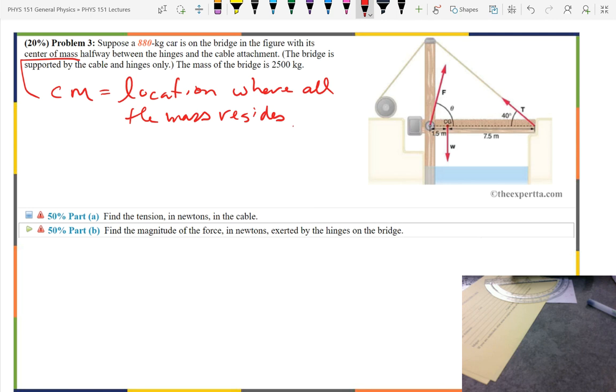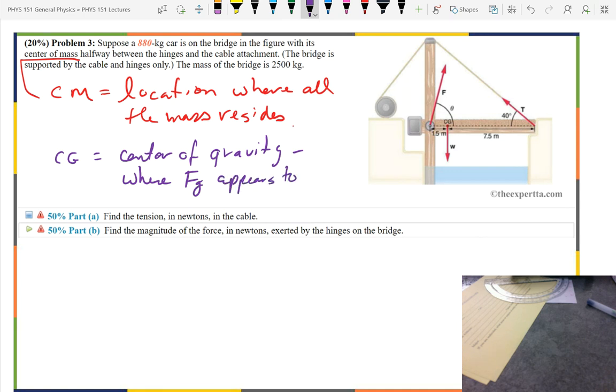CG stands for center of gravity. What would the center of gravity mean? Any ideas? That's where the force of gravity appears to act. What would the difference between center of mass and center of gravity be? If we can treat it as if all the mass is at the center of mass, how would that be different from the center of gravity?